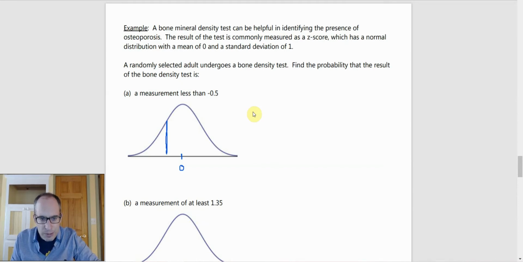So I'm going to say that's about where negative 0.5 is. And we want a measurement less than that. So we're trying to get this over here. That's the thing we're trying to figure out.